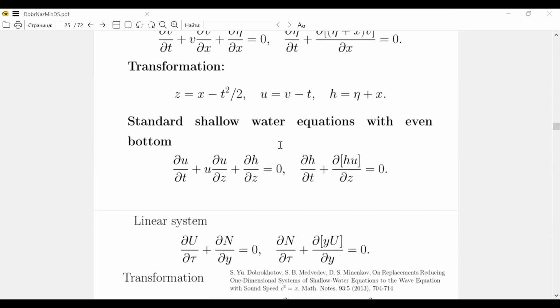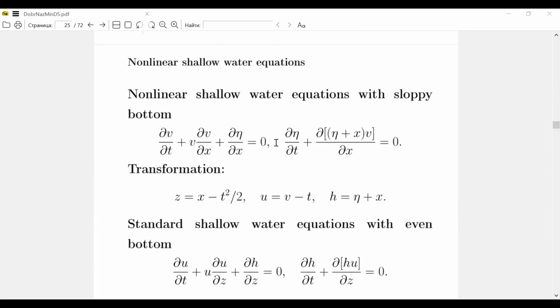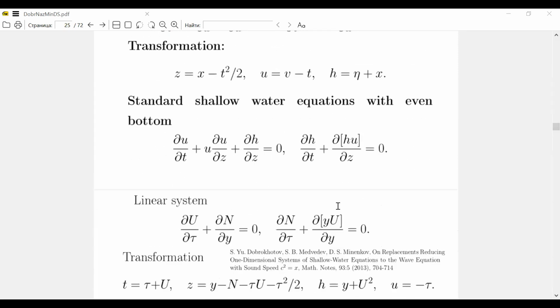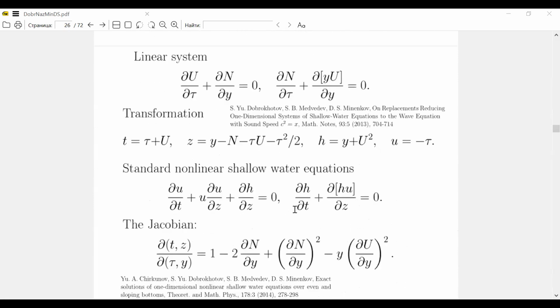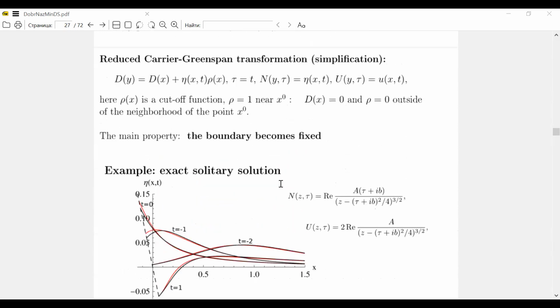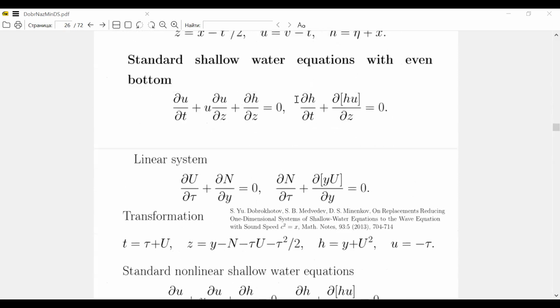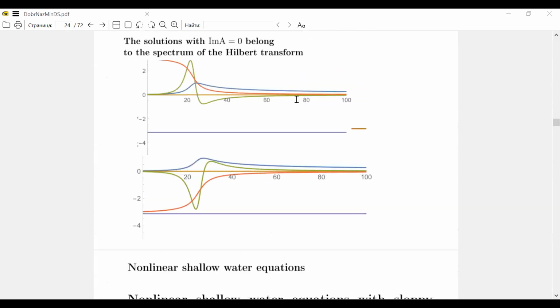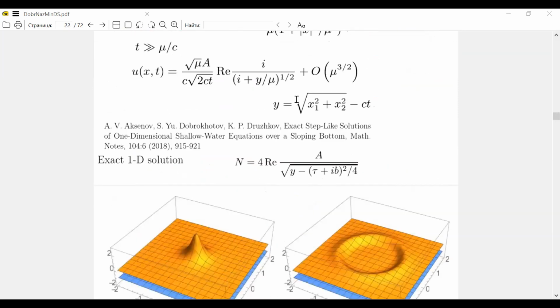to this equation, with this type of equation. But what is the important thing? You see, when we construct, so maybe come back to the Carrier-Greenspan transform.